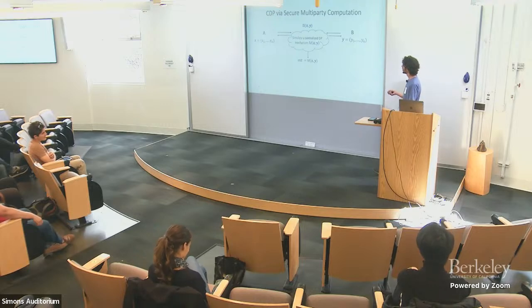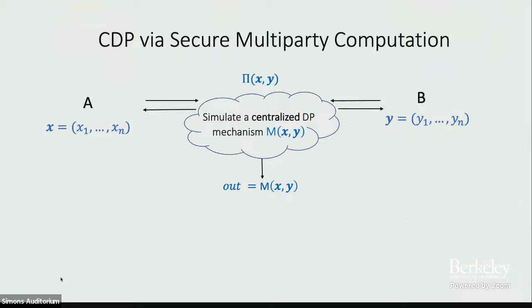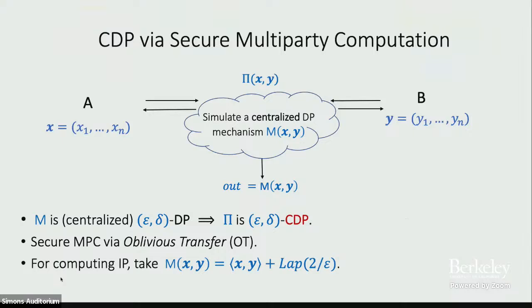So now we have this secure multi-party computation, and we can take any epsilon-delta centralized mechanism and convert it into a very accurate computational differentially private protocol. In the case of inner product, we can take the centralized mechanism that adds Laplace noise, which has constant error, and get an epsilon-delta computational differentially private protocol with constant error. And of course, in order to use secure multi-party computation, we need to assume oblivious transfer, or OT. So we need some cryptographic assumption.